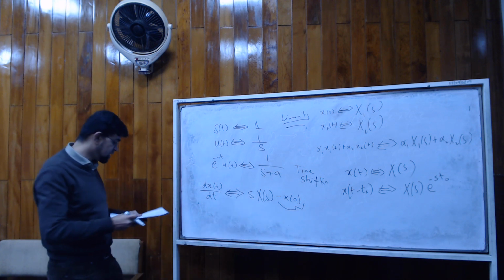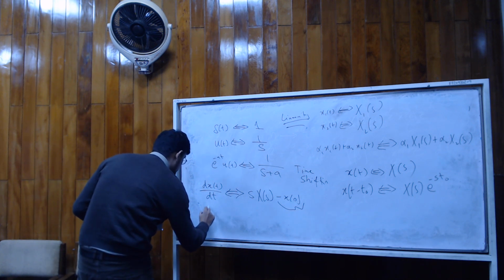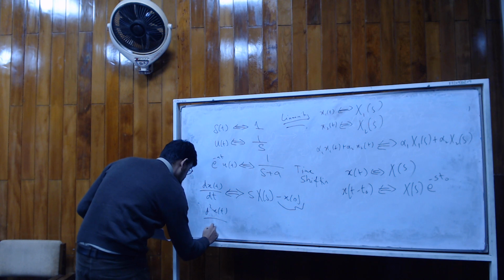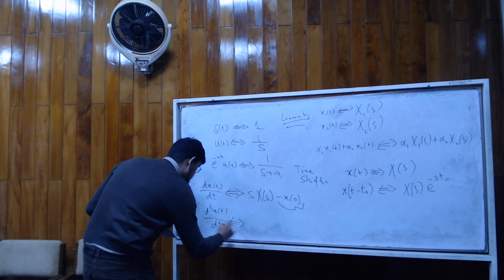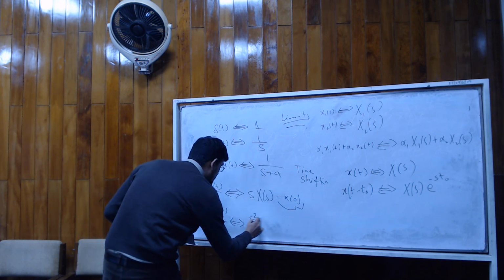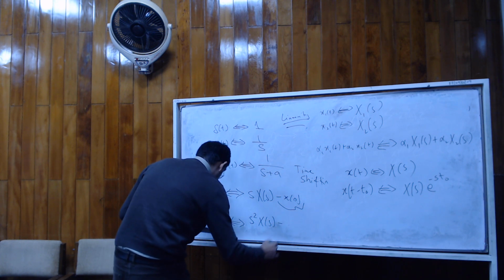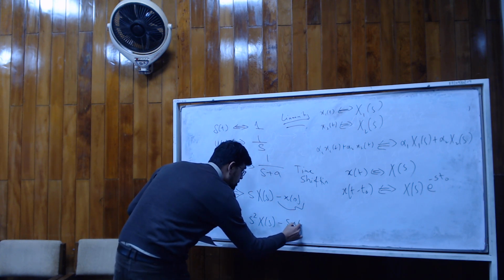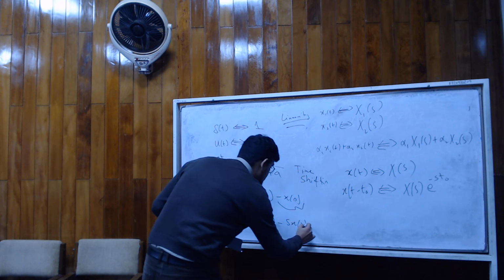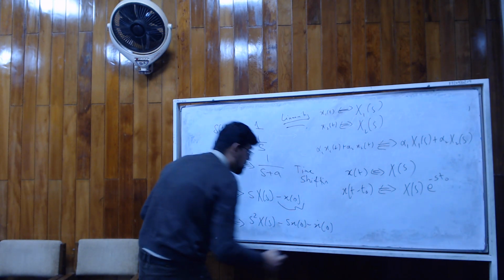Similarly, what will the second derivative be? Second derivative will be, interestingly, s squared X(s) minus s times the first initial condition, and then the second initial condition.